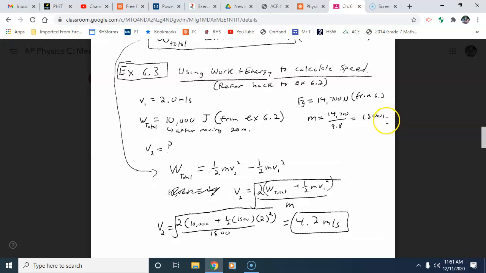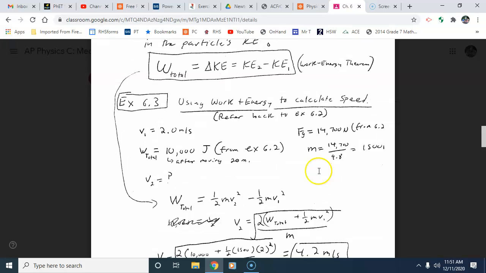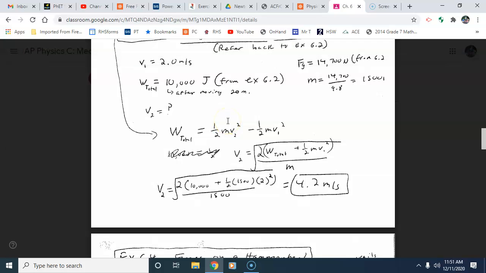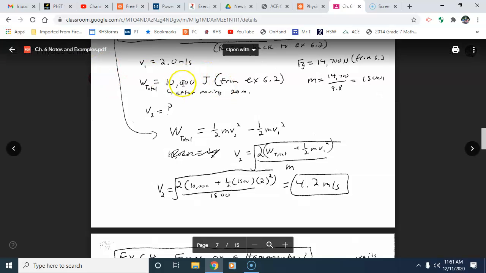My units look like they got caught up here when I scanned this, so that should say 1,500 kilograms. Kilograms got cut off right there. All right, and it just wants us to find our velocity once it has moved these 20 meters, or at the end of applying a total work of 10,000 joules. And don't forget that work total encompassed both the horizontal pull of the tractor and what friction was doing. That's what encompasses that 10,000 that we did last example.